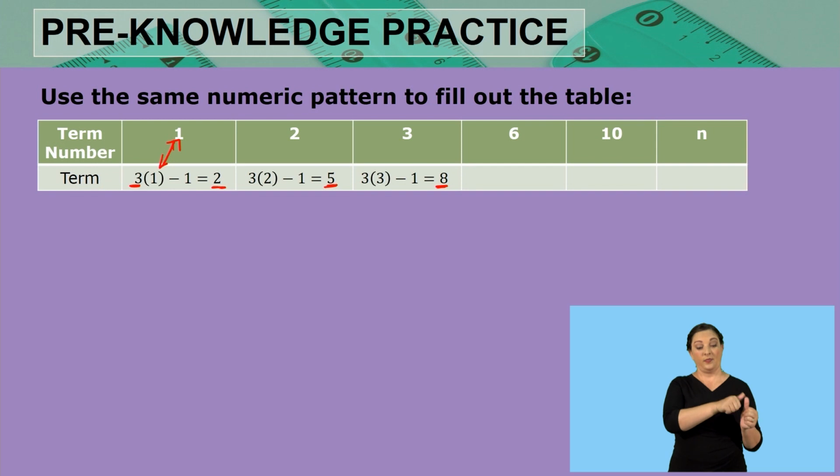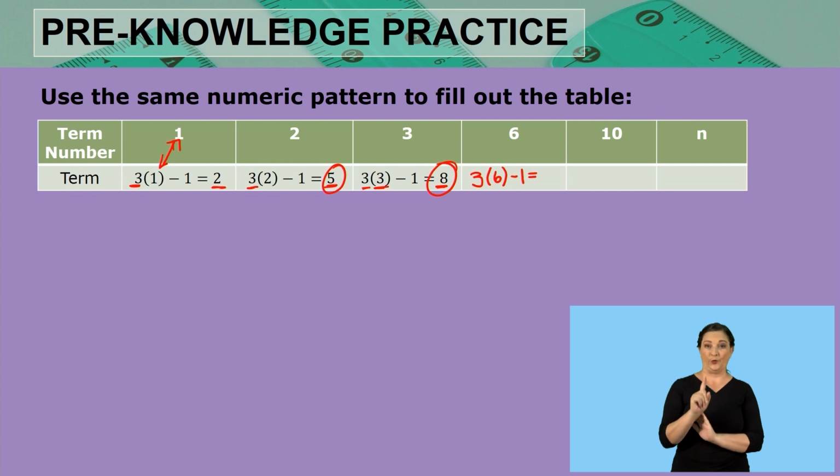So when we move on to the second one, we took the same 3, multiplied it by the term number, and subtracted 1. That gave us the 5. And the same thing was with the third term. We multiplied it by 3, and then subtracted 1, and that gave us the 8. So what happens with the 6th term? We are going to follow the same pattern. We are going to take the 3 multiplied with the term number, and then we are going to subtract 1. So there is 3 multiplied by 6. That gives us 18. And when we subtract 1, we are given 17, which is the 6th term.